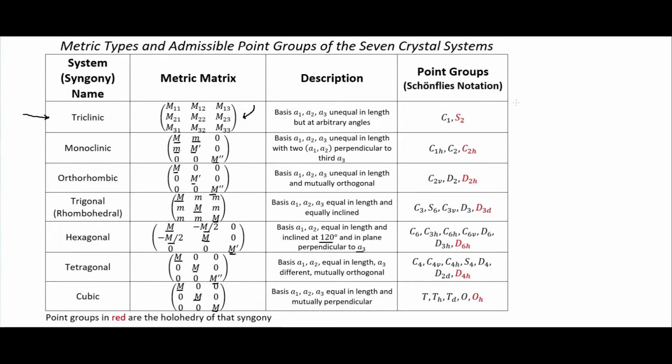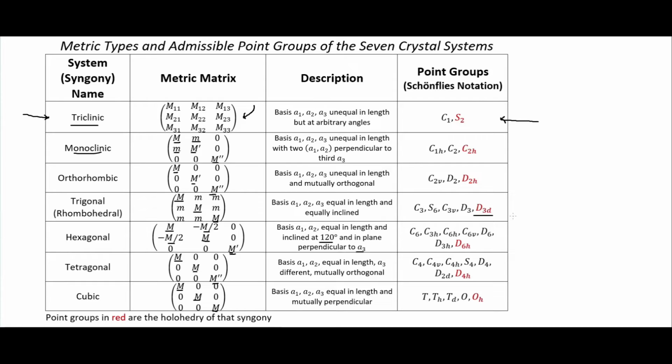And so what we see here in this right column, these names here are actually the names of the syngonies. And so a syngony has a holohedry, and that's what's in red on these things. The ones in black, as we will explore in the next video, are the hemihedries of these syngonies, but the red ones are the holohedries. And like I said, in the next video we'll find out that the holohedry is sort of the full symmetry.